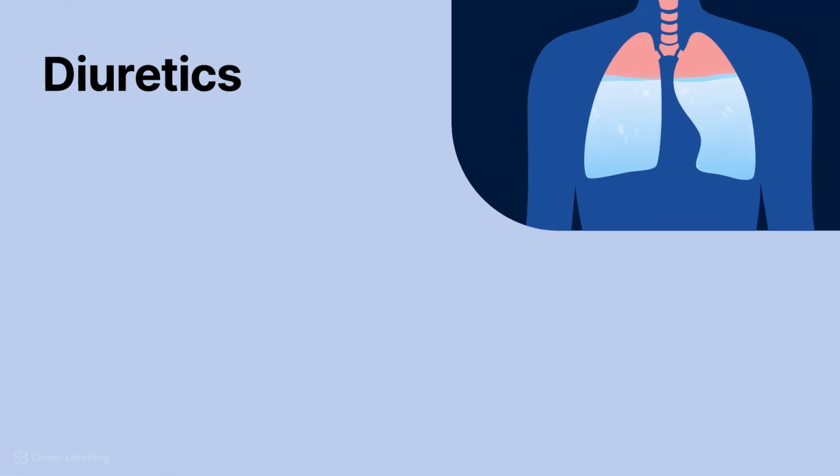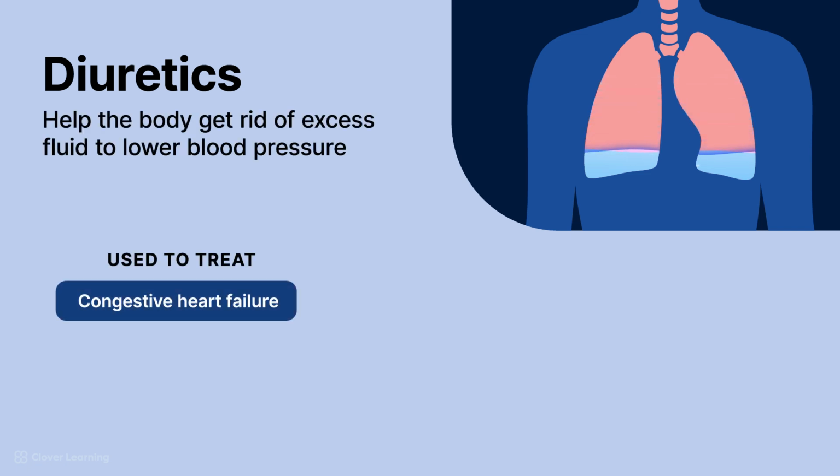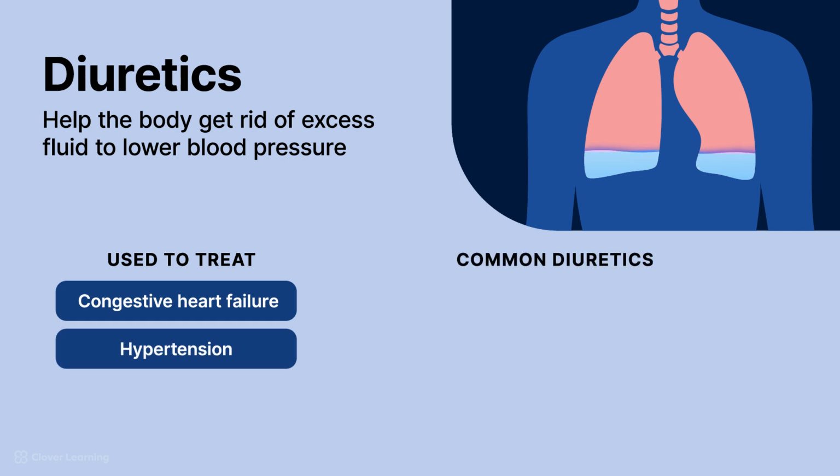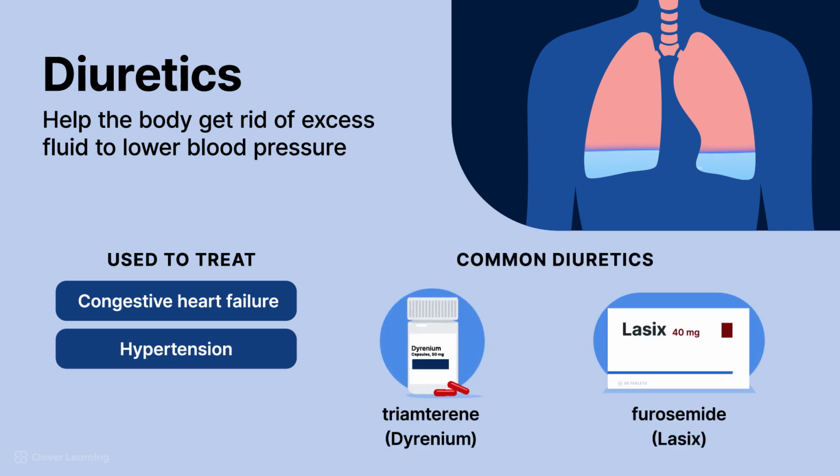Diuretics also lower blood pressure, but they do so by helping the body get rid of excess fluid. Diuretics are used to treat congestive heart failure and hypertension. Common examples of diuretics are triamterene, marketed as Dyrenium, and furosemide, marketed as Lasix.